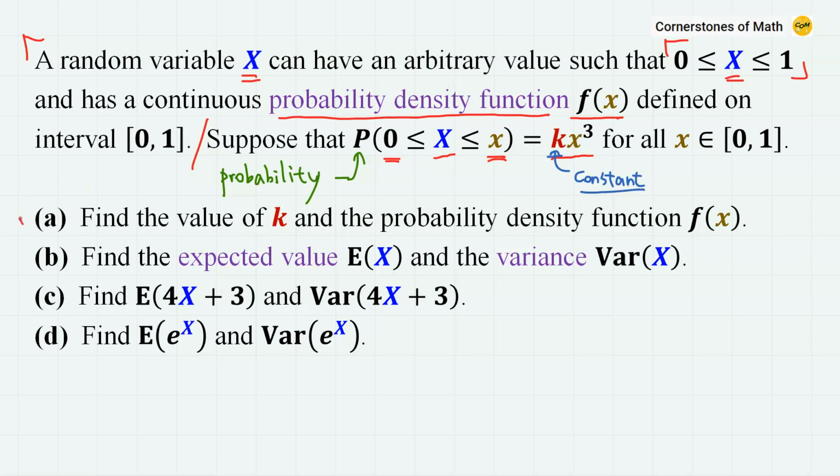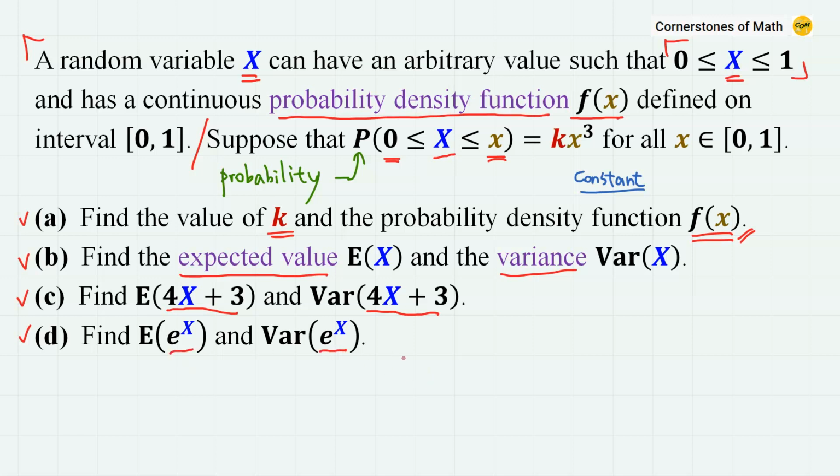Then problem A, find the value of this constant k in the probability density function f(x), which is a pretty natural thing to ask because we have to find the exact probability density function in order to solve the following problems. B, find the expected value and the variance of our random variable capital X. Problem C says find the expected value and the variance of the variable 4x plus 3. And problem D says find the expected value and the variance of e to the power of x.